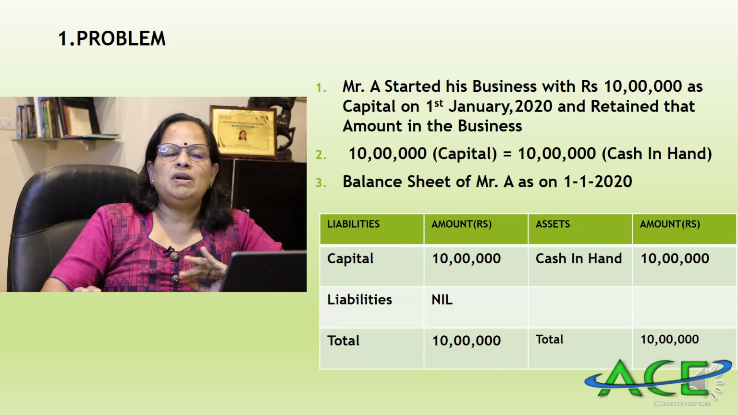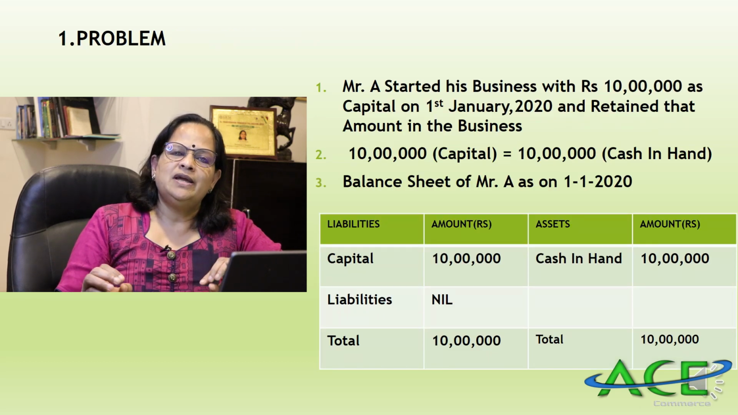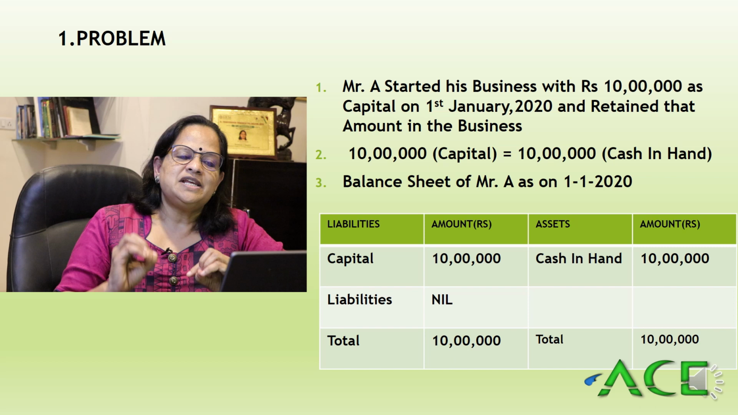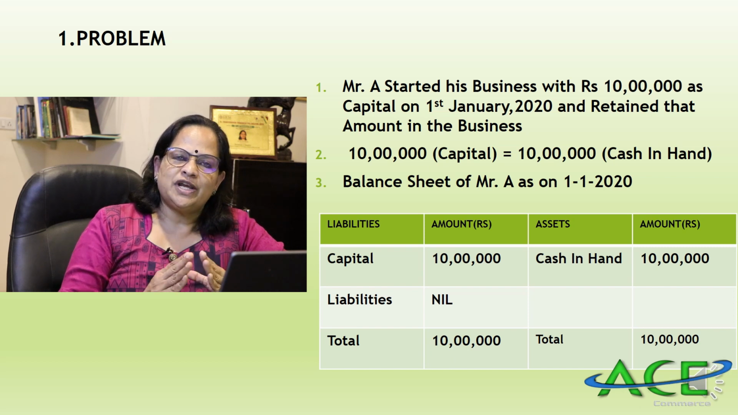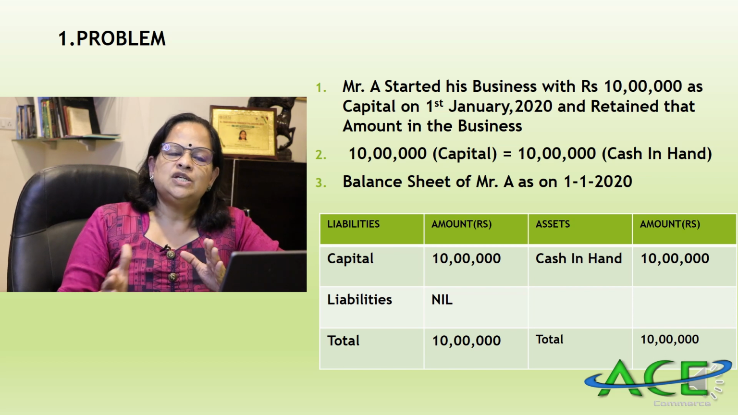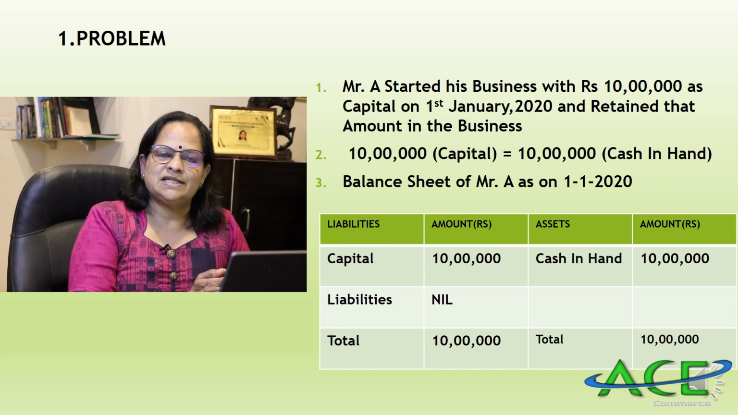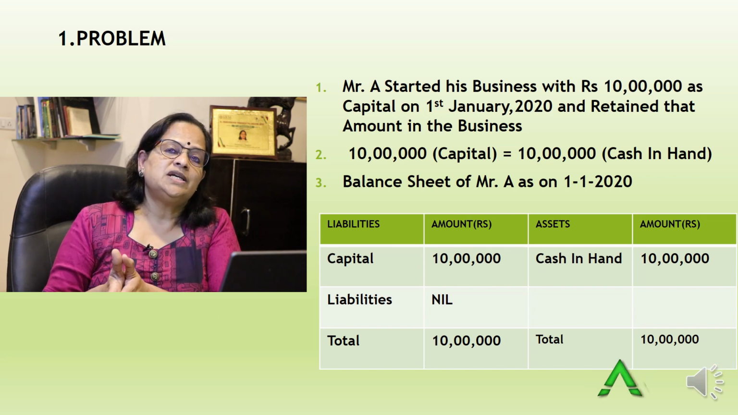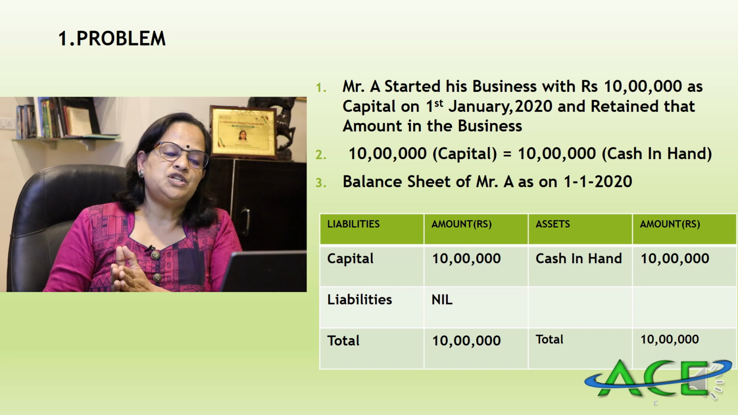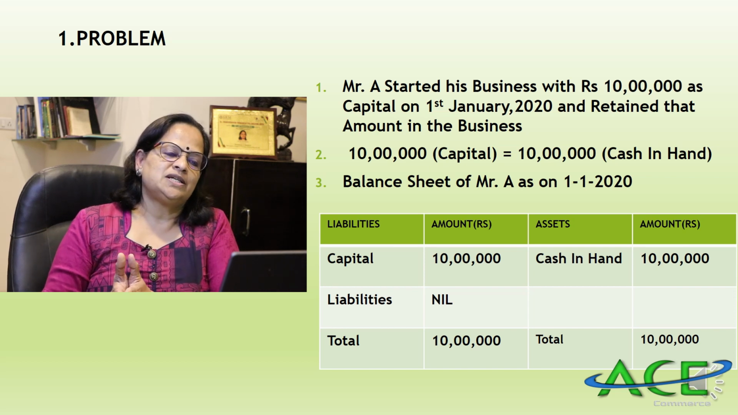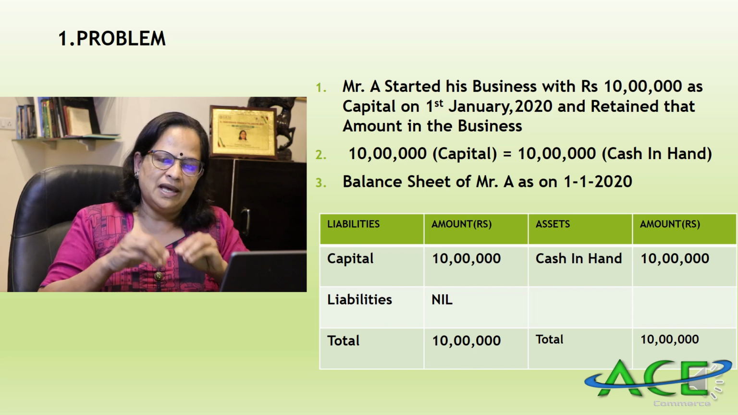Now I am starting the first problem. Imagine that A started a business with 10 lakh as capital on 1st January 2020 and retained that in the business. So what is your accounting equation? Capital plus liabilities is equal to assets. Here capital is 10 lakhs. Liabilities are not there, but you are getting assets, cash in hand of 10 lakhs. So this is the balance sheet equation: 10 lakhs capital is equal to 10 lakhs cash in hand. That is your balance sheet equation at this moment.